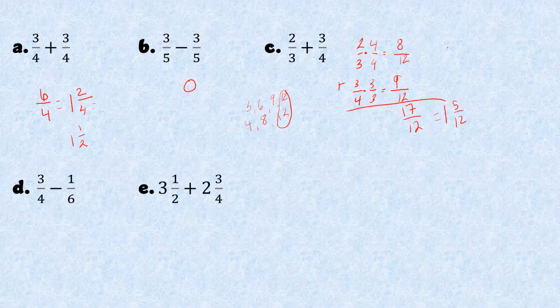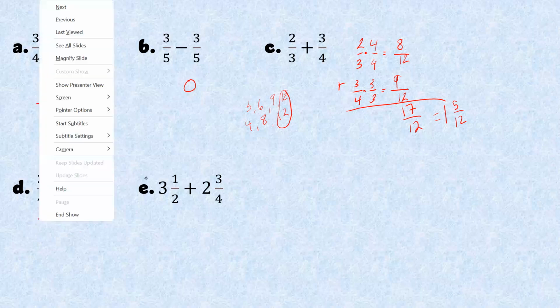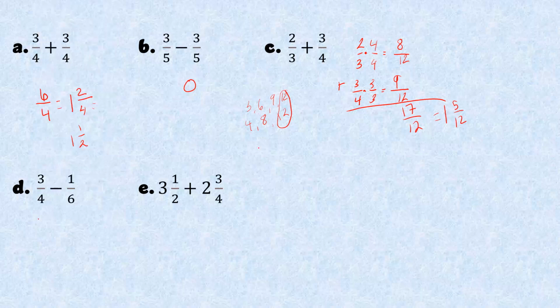Now let's look over here. We want to get a common denominator for 3/4 and 1/6. So we have our multiples of 4 right here: 4, 8, and 12. Let's write our multiples of 6. 6 times 1 is 6. 6 times 2 is 12. Well, look at that. The common denominator again is going to be 12.